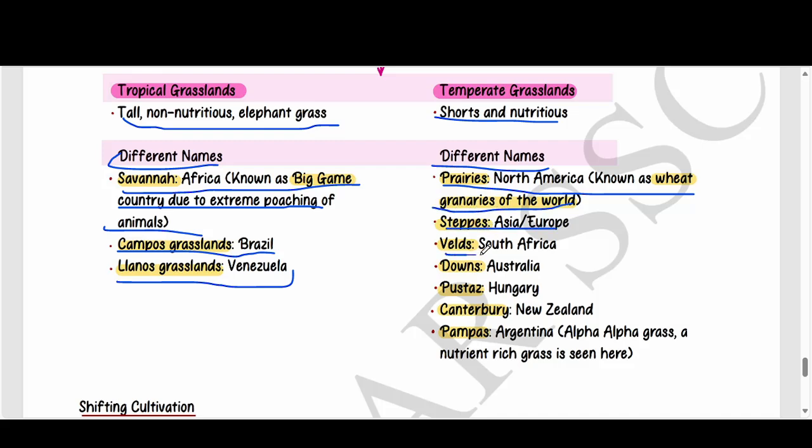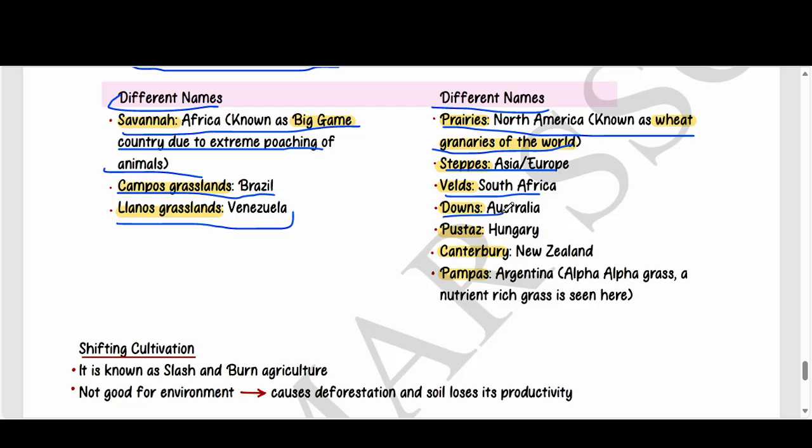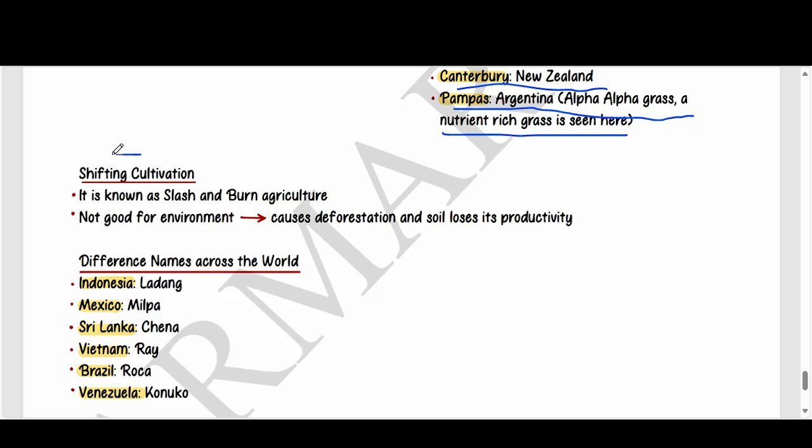Steppes, Asia and Europe; Veld, South Africa; Downs, Australia; Puszta, Hungary; Canterbury, New Zealand; Pampas, Argentina. Alfalfa grass grows in these nutrient-rich regions.